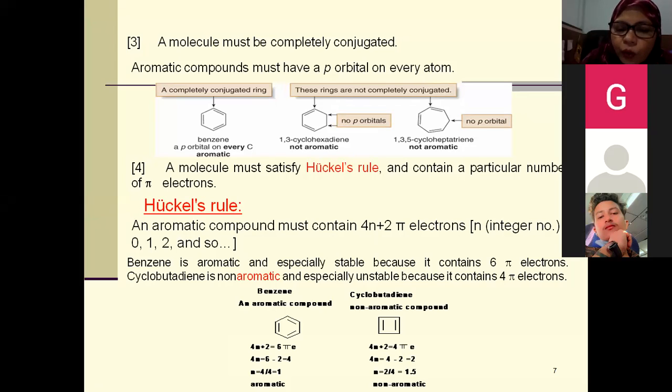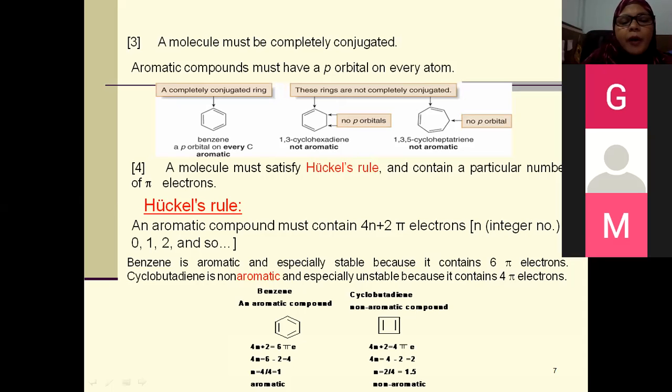No. Why no? Because how many pi bonds are present here? There are 2 pi bonds, and 2 pi bonds means we have 4 pi electrons. So 4 pi electrons does not fit into this rule 4n plus 2. अगर आप ये 0 भी लेते हो, n is equal to 0 in this formula, then it becomes 2 electrons, not 4. So that's why this compound satisfies the three main rules but does not satisfy the fourth one. Because of that it is not aromatic in nature.